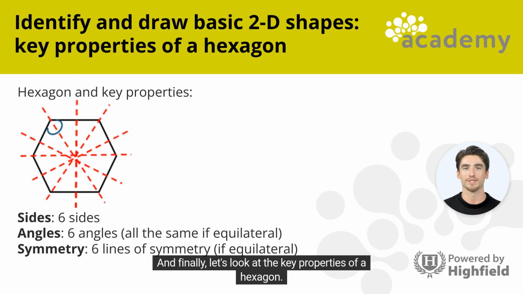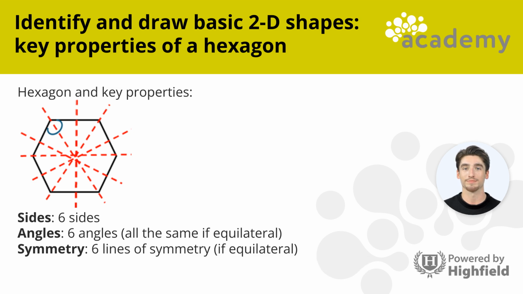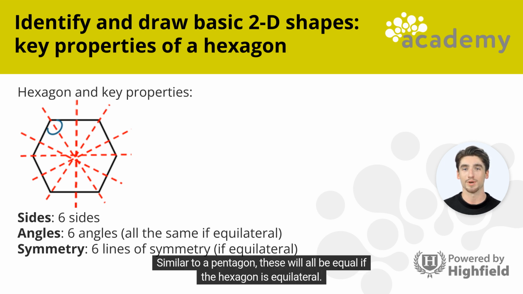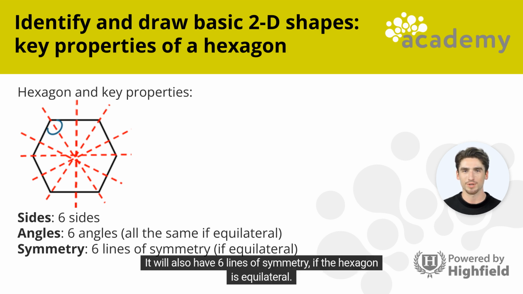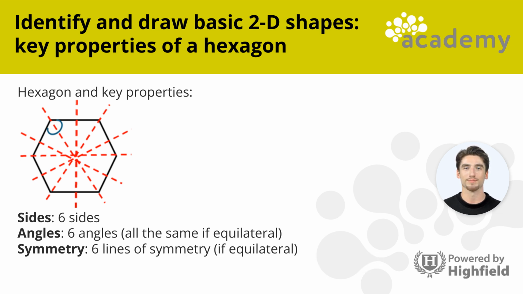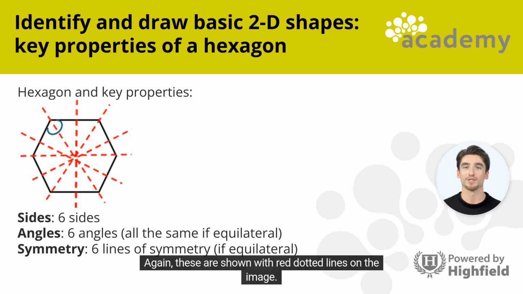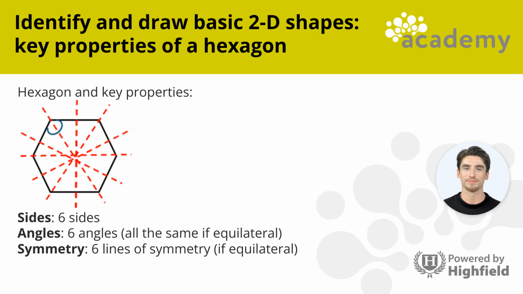And finally, let's look at the key properties of a hexagon. A hexagon has 6 sides. It has 6 angles. Similar to a pentagon, these will all be equal if the hexagon is equilateral. It will also have 6 lines of symmetry if the hexagon is equilateral. Again, these are shown with red dotted lines on the image.